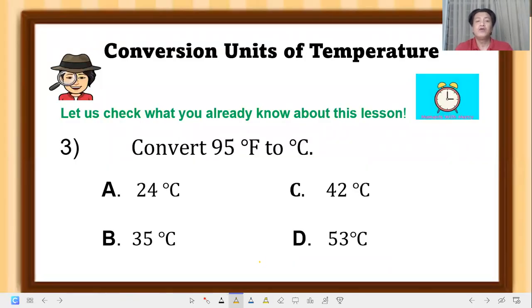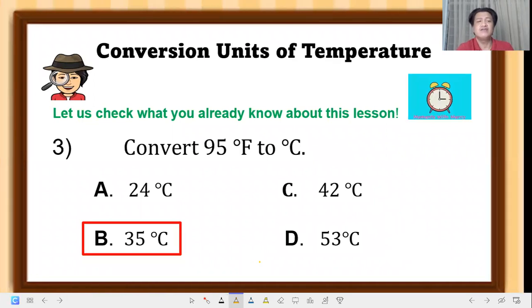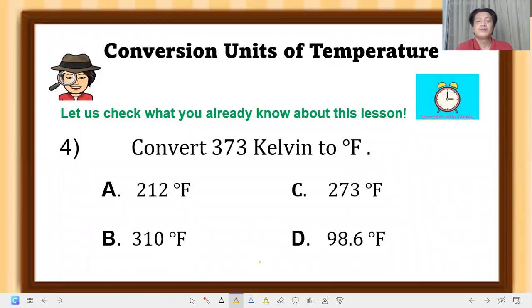Okay, let's have number 3. Convert 95 degrees Fahrenheit to Celsius. Timer starts. The correct answer is letter D, 35 degrees Celsius. Let's have number 4. Convert 373 Kelvin to Fahrenheit. Starts. Okay, the correct answer is the letter A, 212 degrees Fahrenheit.